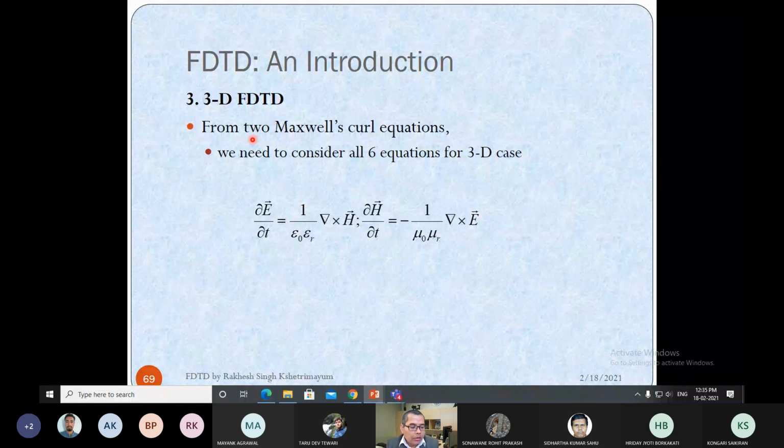So now for the 3D FDTD, we have two Maxwell curl equations. We'll have three equations for here, three equations for here. We'll have 6 equations total. We have to solve all of the equations, so it's very lengthy. But anyway, we have already understood the 1D case and 2D case. We're coming to 3D, so it should not be difficult for you now.